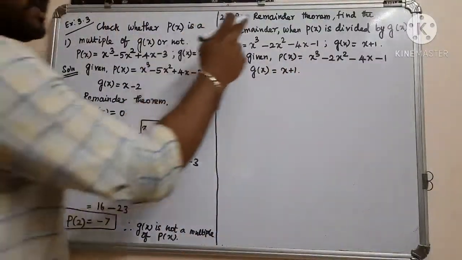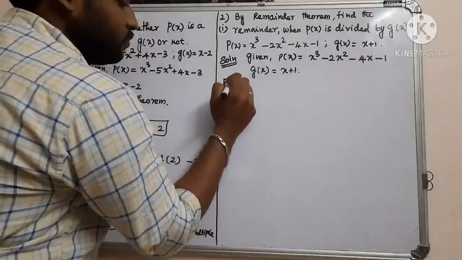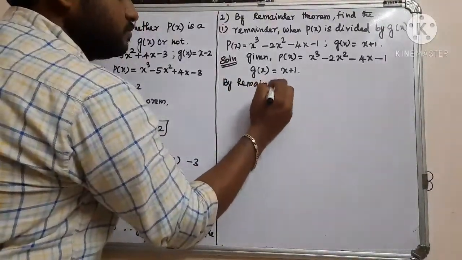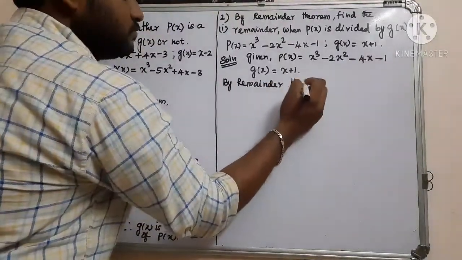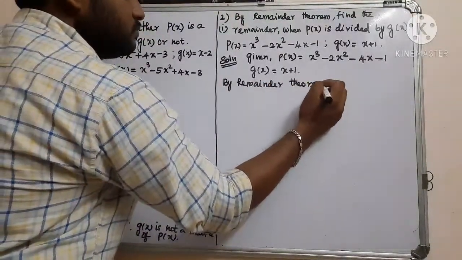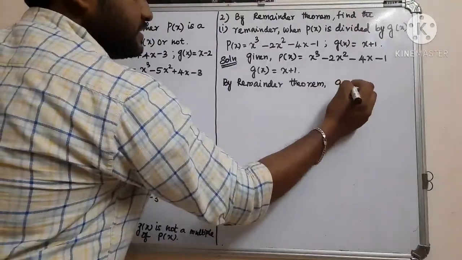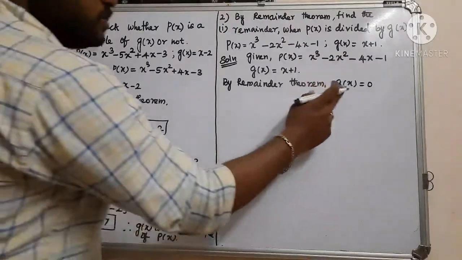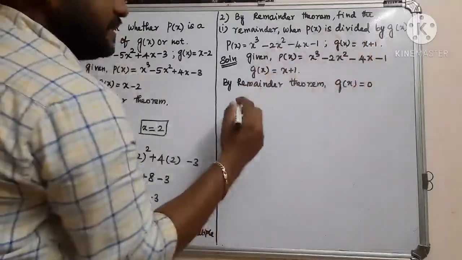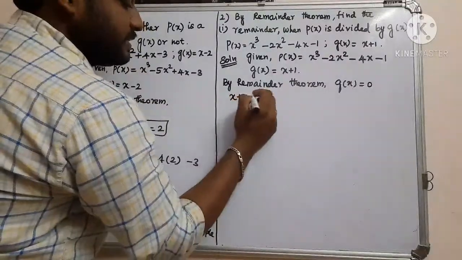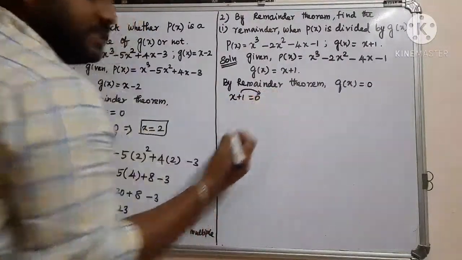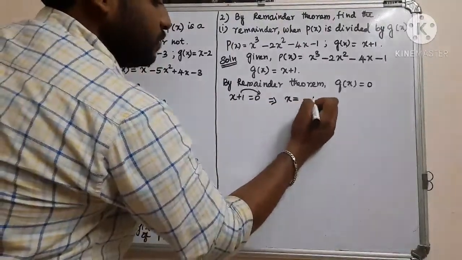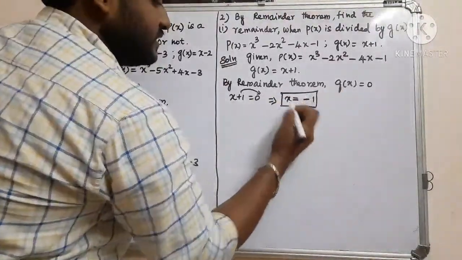So now, by using the remainder theorem, we know that g of x is equal to 0. So the second polynomial should be taken as equal to 0. The value of g of x is x plus 1. So x plus 1 is equal to 0. So plus 1 should change into minus 1. So x is equal to minus 1.